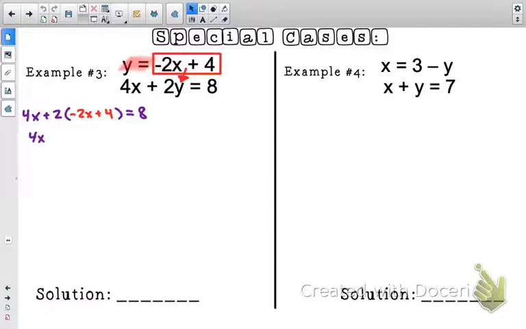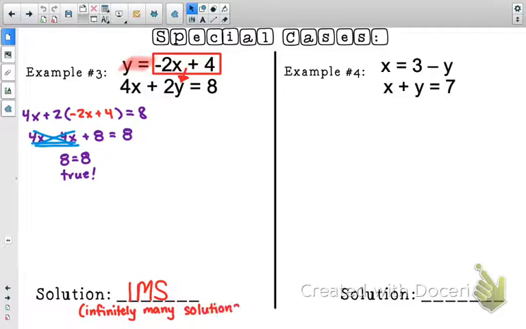So 4x, bring it down. We need to distribute that positive 2. So that will give us negative 4x plus 8. And when we go to combine like terms, 4x and negative 4x cancel each other out, and we're left with 8 equals 8, which is a true statement. So this is IMS, which stands for infinitely many solutions. So if we're left with something true, we say IMS.